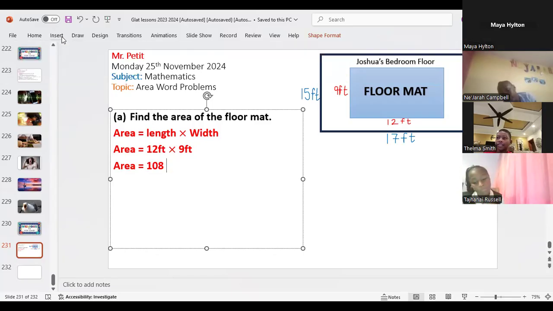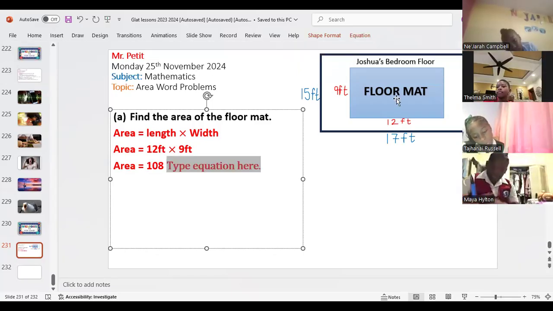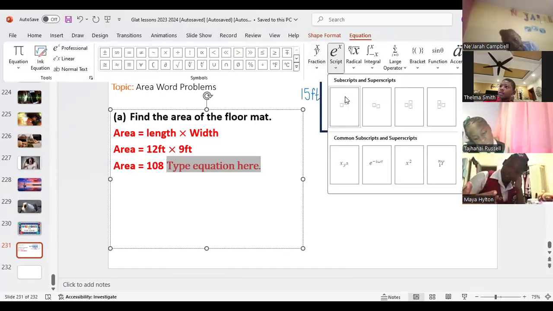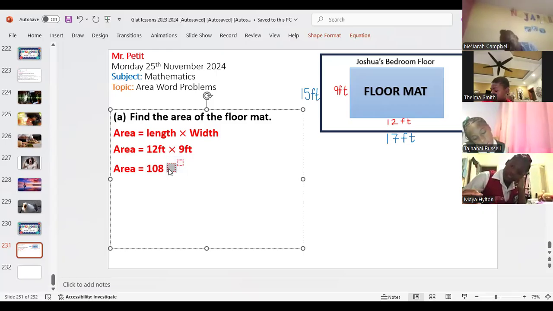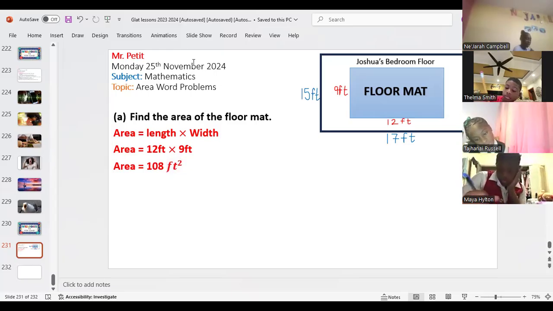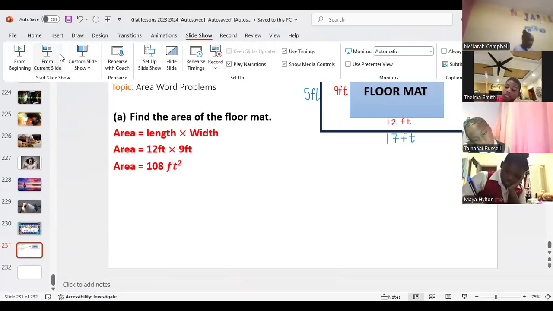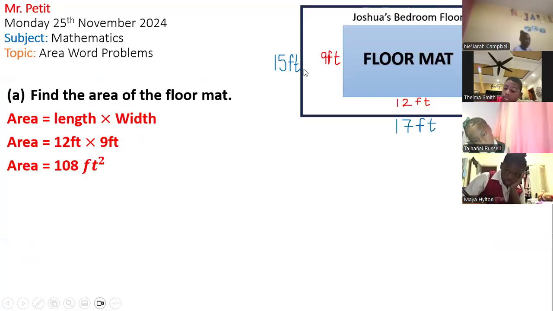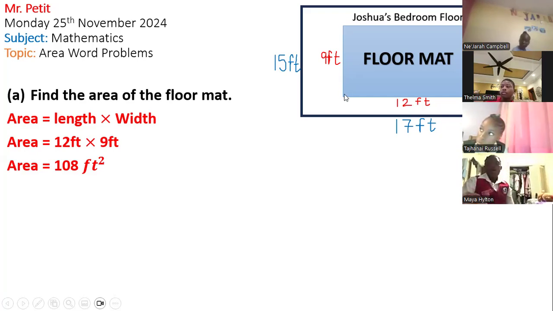Yes, I can. So it's going to be 12 feet squared, because feet multiplied by feet is feet squared. And when we say squared, it means to the power of 2. And so that's how we find the area of the floor mat. The area of the floor mat is the length multiplied by the width, which is 9. 12 times 9 is 108.